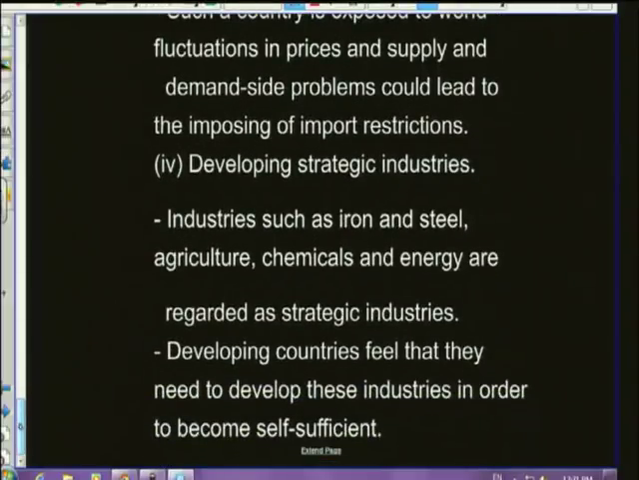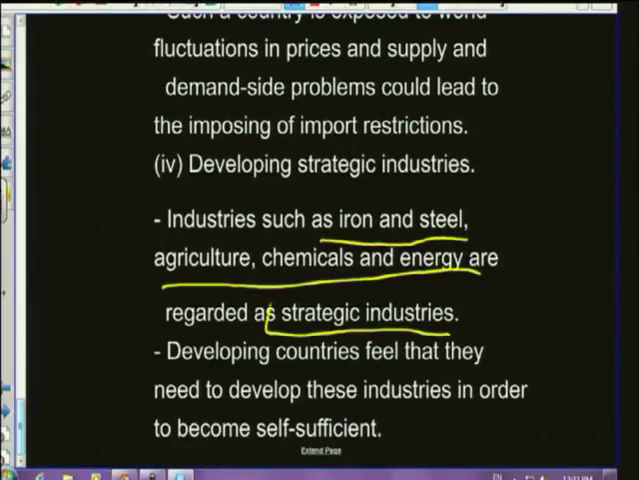Another example, industries such as iron and steel, agriculture, chemicals and energy are regarded as strategic industries. So any industry that is seen as strategic is important for economic growth to take place. If you rely on other countries for the production of steel and you get into a situation of war, you might not have access to those products because there will be sanctions and boycotts against a country, and then you don't have access to that.